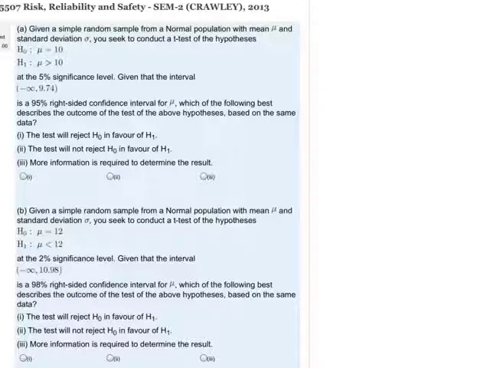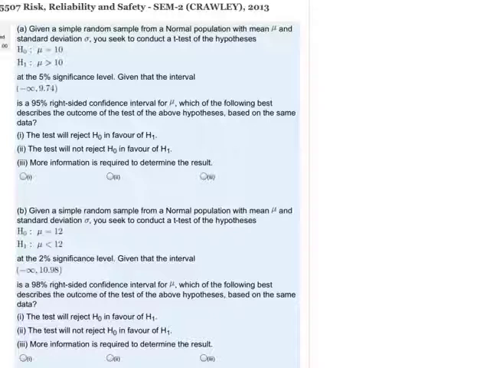Okay, question number 5. These are tricky, or they're tricky to get your head around anyway. Given a simple random sample from a normal population with mean mu and standard deviation sigma, you are asked to conduct a t-test of this hypothesis. The null hypothesis is that mu is 10, and the alternate hypothesis is that mu is greater than 10, at a 5% significance level.